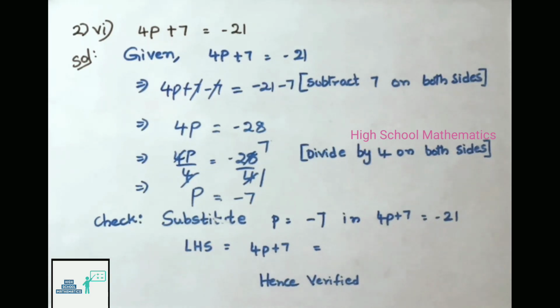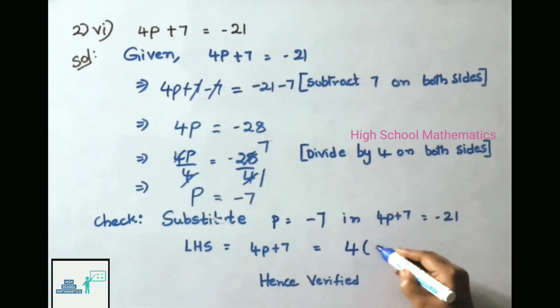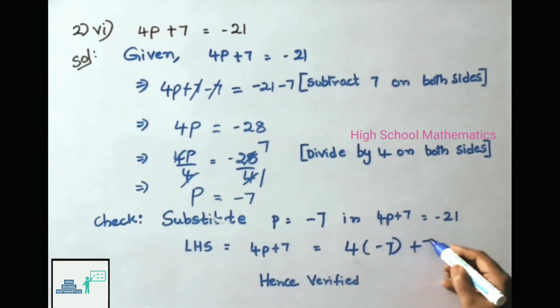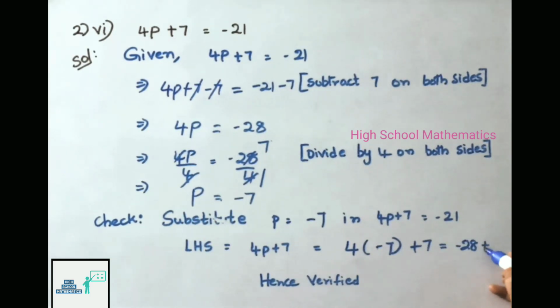4p plus 7 equals minus 21. We have taken the LHS part, that is 4p plus 7, that equals 4 into p value, minus 7, plus 7, that equals 4 into minus 7, minus 28 plus 7. Opposite sign we have to do subtraction. Write down minus 28 minus 7 is 21. That is equal to RHS. Here LHS is equal to RHS, hence it is verified.